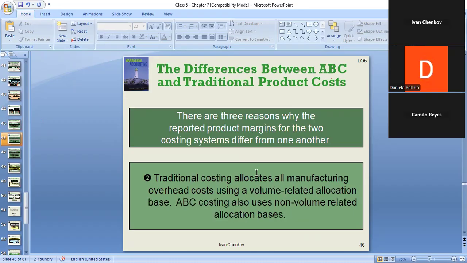Second thing, traditional costing allocates all the manufacturing overhead using only one allocation base, which was the machine hours. Whereas in activity-based costing, we have many allocation bases, not only volume, but also transaction drivers. So we're using a lot of allocation bases. We're looking from different perspectives and angles.